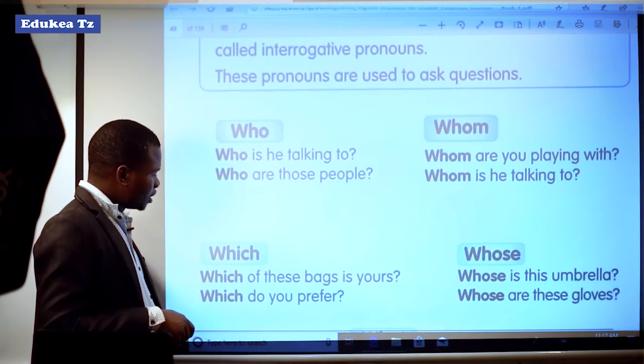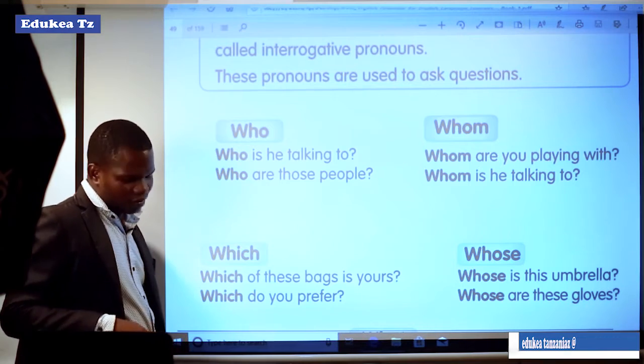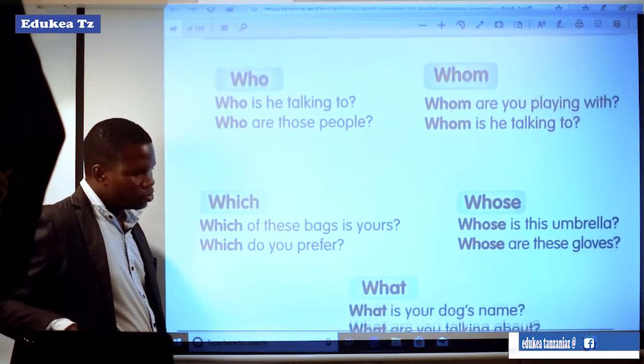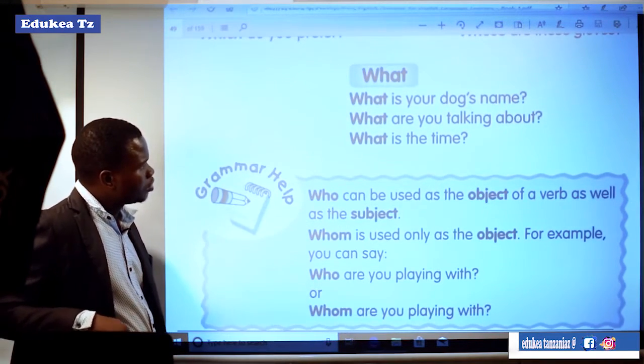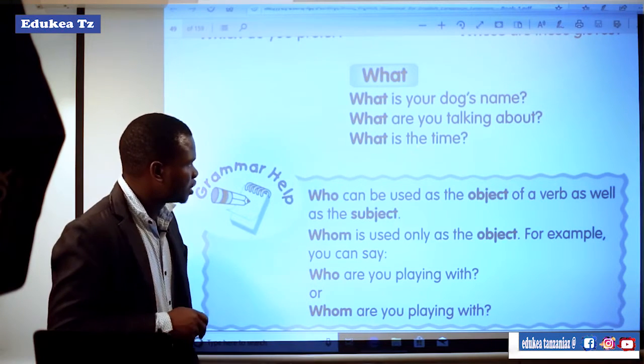Which of these bags is yours? Which do you prefer? Whose is this umbrella? Whose are these gloves? What is your dog's name? What are you talking about? What is the time?